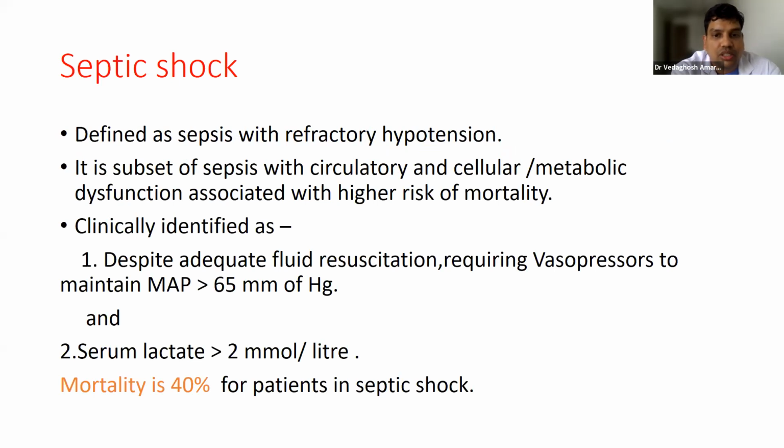That means the patient is having circulatory or cellular or metabolic dysfunction, even after proper resuscitation, or the patient is requiring vasopressors to maintain a mean arterial pressure of 65 millimeters of mercury, or his serum lactate is greater than 2 millimoles per liter. So it is sepsis with circulatory dysfunction, with mean arterial pressure less than 65 despite fluid resuscitation, requiring vasopressors. It is known as septic shock. This variant will have a mortality of 40%.